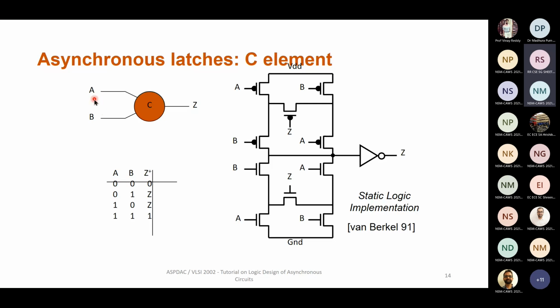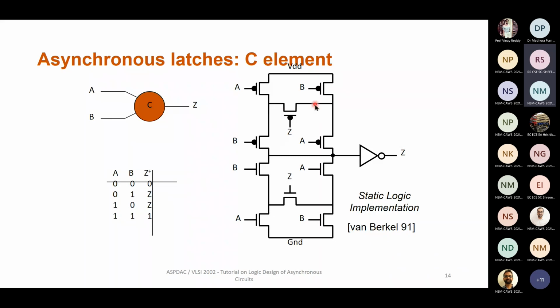Okay, so you don't have any such logic element in the logic family of synchronous logic. It is an element which is also acting like a latch. So it's a combination of both of them. So you can see that when A and B are agreeing, so if both of them are 0, the output will be a 0. If both of them are 1, the output will be a 1. If they disagree with each other, then the output is just maintained as it is. Whatever is the previous value is just maintained. So that is the beauty of this C element.